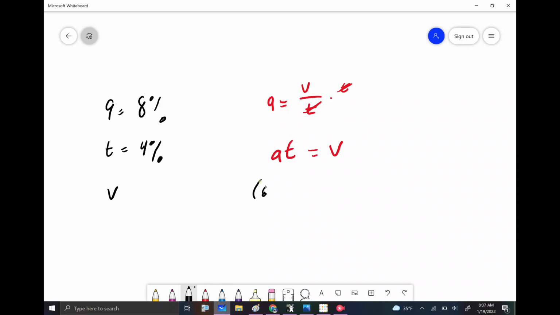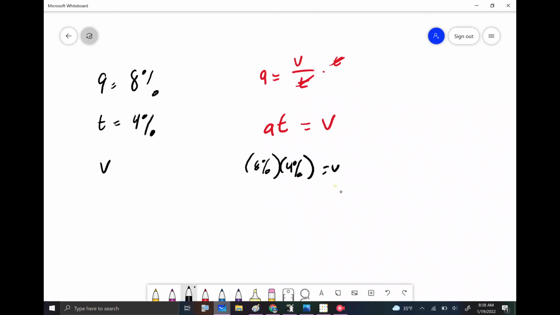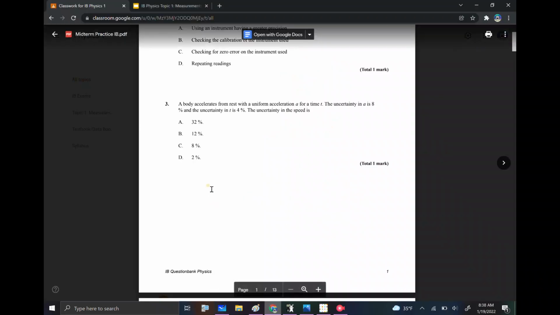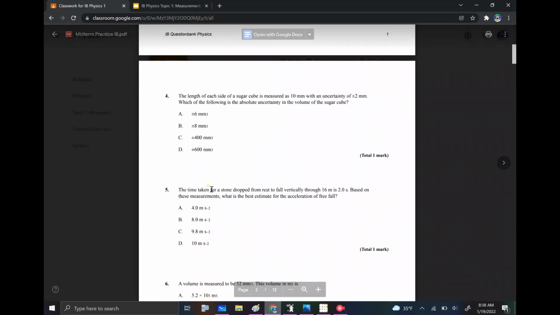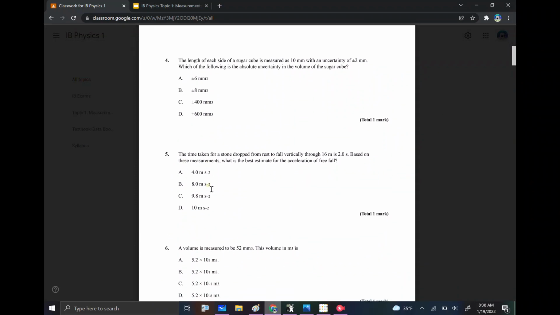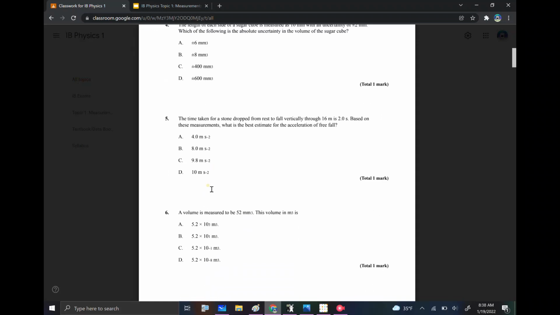Well, let's plug in our uncertainties. 8%, 4% will give us the uncertainty in V. Well, when we multiply percentage uncertainties, we add them. Right, so we're not going to multiply 4 and 8. We're going to add 4 and 8 for a total of 12%. So our answer is 12%. B. Number 4 we did in class, so I'll come back to that one later, actually.